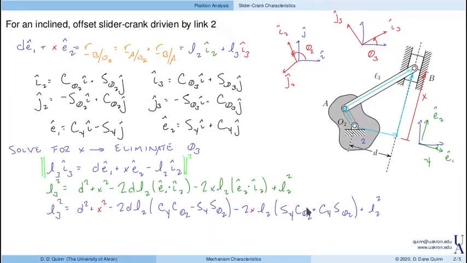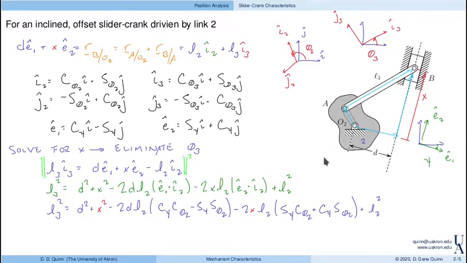Quadratic formula, right? We solve because everything else we know. We know the lengths, the d's and the L2s and the L3s. Psi is this angle, which is known. Theta 2 is the input angle of the driving link, so that's assumed to be known. And then, again, we just have x. So this general inclined offset slider crank, to solve for the position of the slider, is a very similar procedure to what we would go through if we had a regular slider crank that was not inclined and not offset.